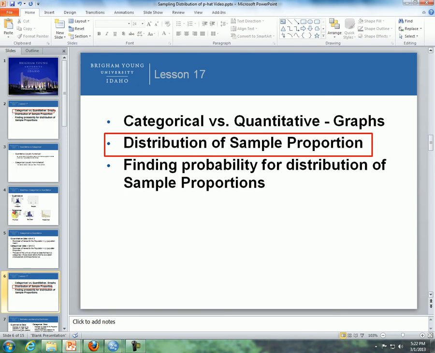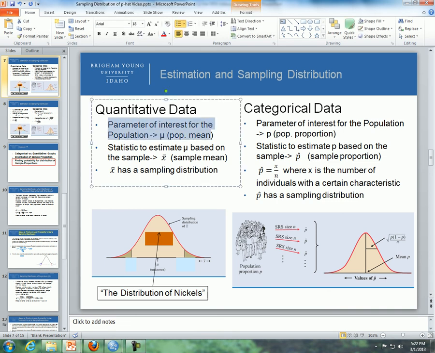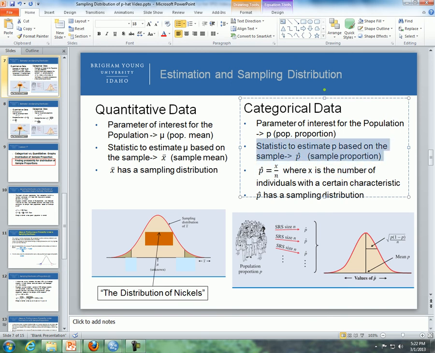Okay. So now I'm going to compare and contrast what you've seen before with quantitative data versus categorical data. The parameter of interest for the population is mu for quantitative data, typically. The parameter of interest for the population for categorical data is p, or the population proportion. Now the statistic to estimate mu based on the sample is x bar. And the statistic to estimate p based on the sample for categorical data is p hat, or the sample proportion.